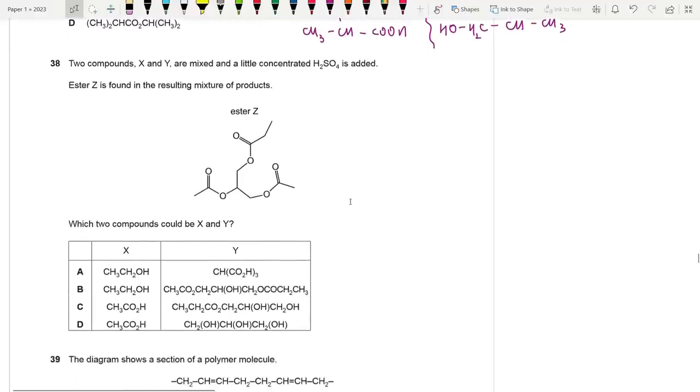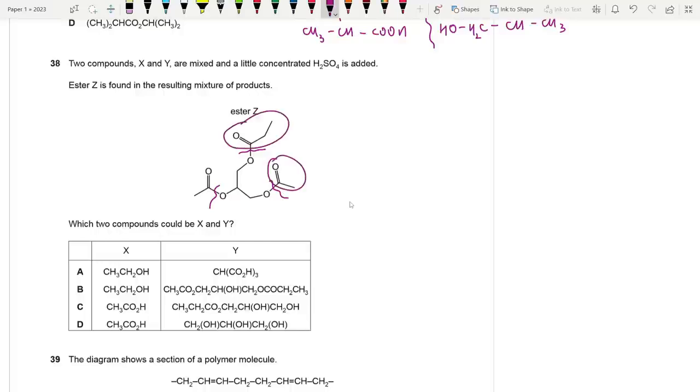Okay. Next, two compounds X and Y are mixed, and a little concentrated H2SO4 is added. Ester Z is formed. So which two compounds could be X and Y? So this is the ester bond. I cut it. This is the ester bond, and this is the ester bond. These are our ester bonds. This is one alcohol. This is another alcohol.